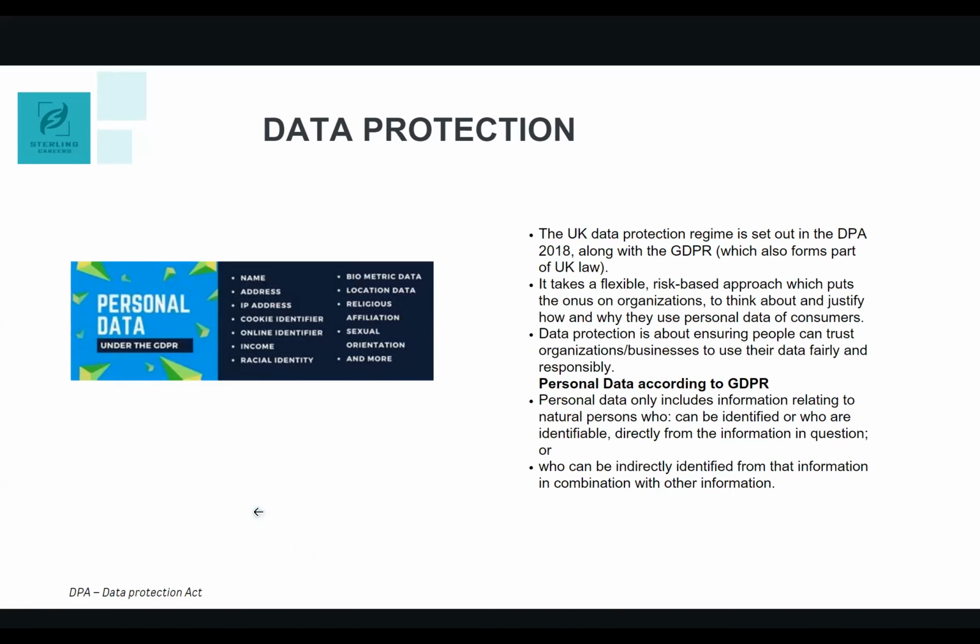2018, May 25th was when it came into effect. And in case you're wondering what is personal data under the GDPR, there you have it. So your name, address, IP address, cookie identifier, racial identity, biometric data, location data, religious affiliation, sexual orientation, and so much more is what the GDPR calls personal data.